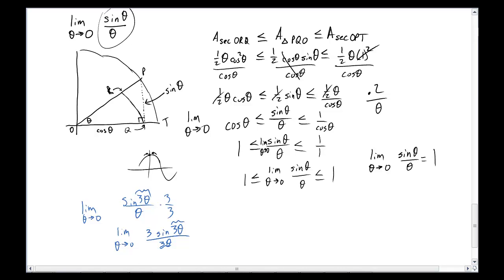I do have that extra 3, but remember, if I have a constant times a function, I can just pull the constant out. That was the second rule in our list of rules there. So then I can just say the limit as theta approaches 0 of sine of 3 theta over 3 theta is 1. And so I end up with simply 3 times 1, which is 3. And so the answer to this question would therefore just be 3.